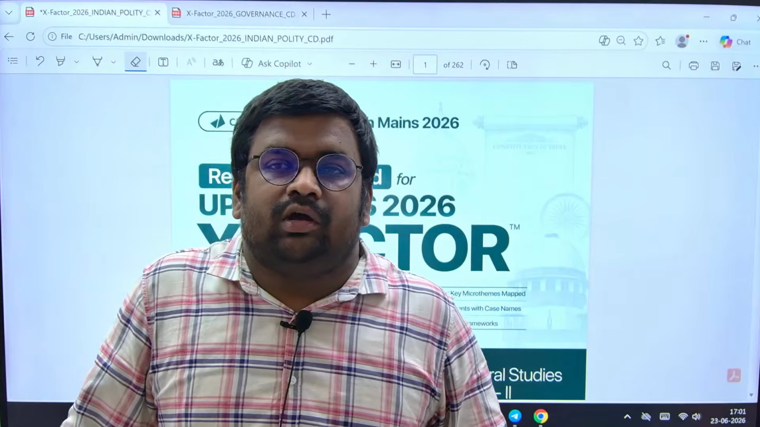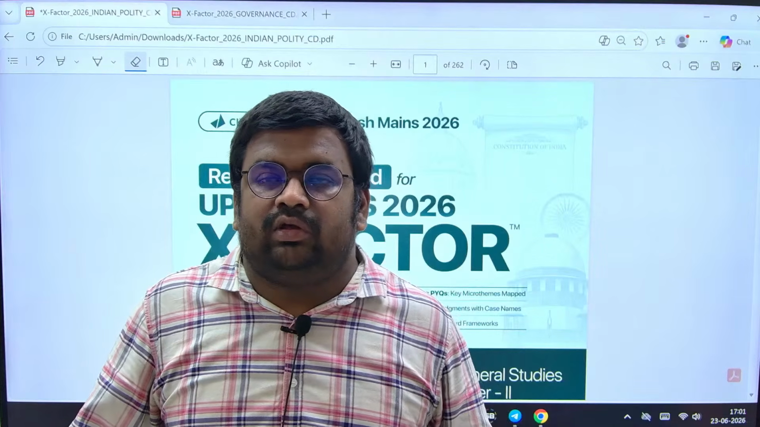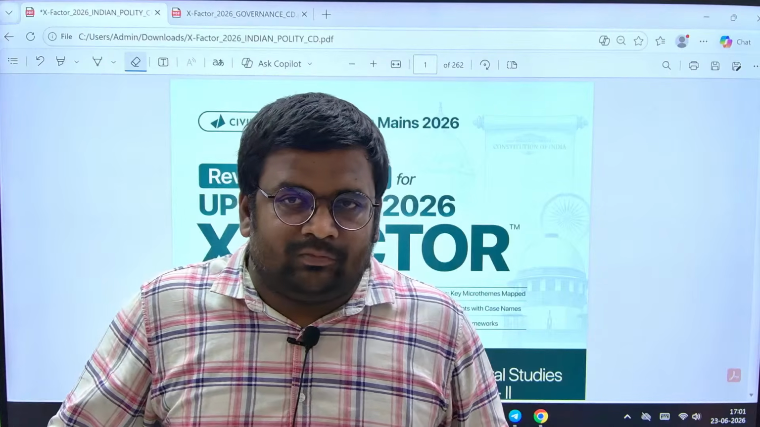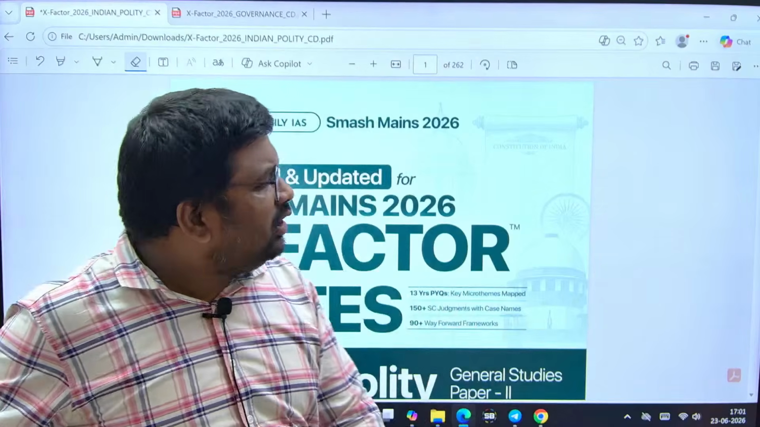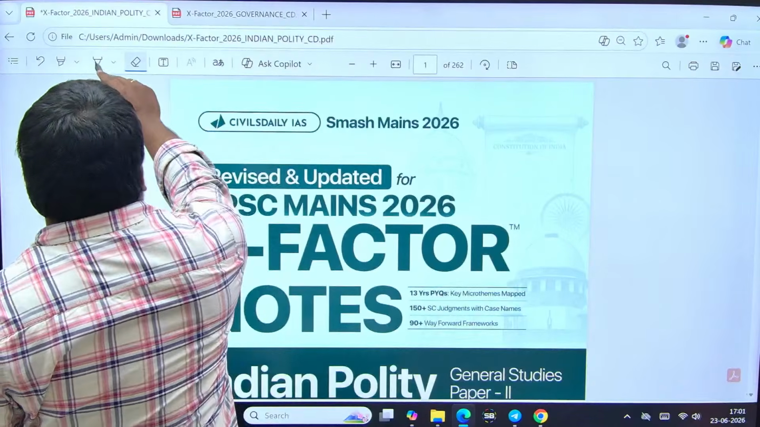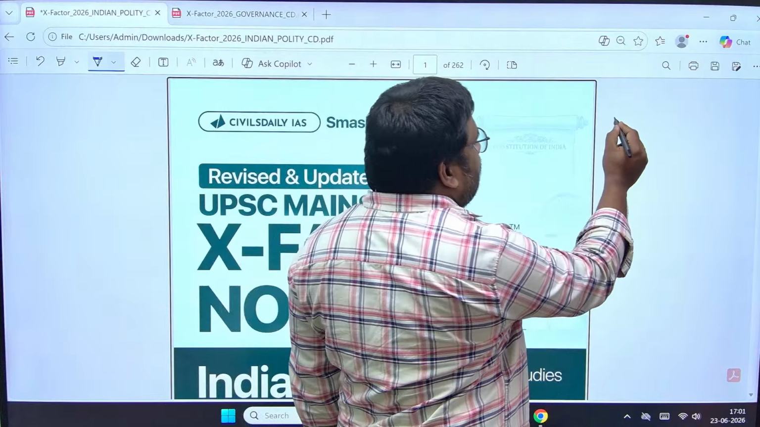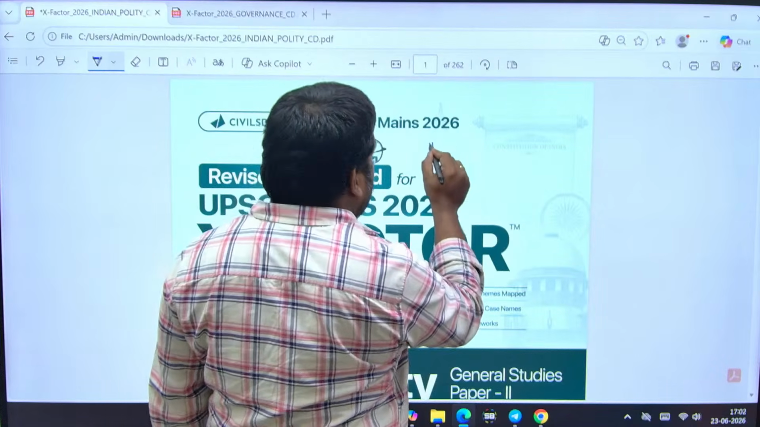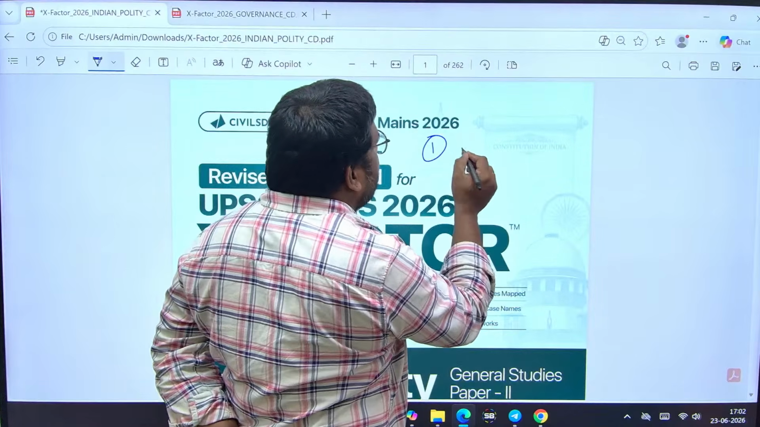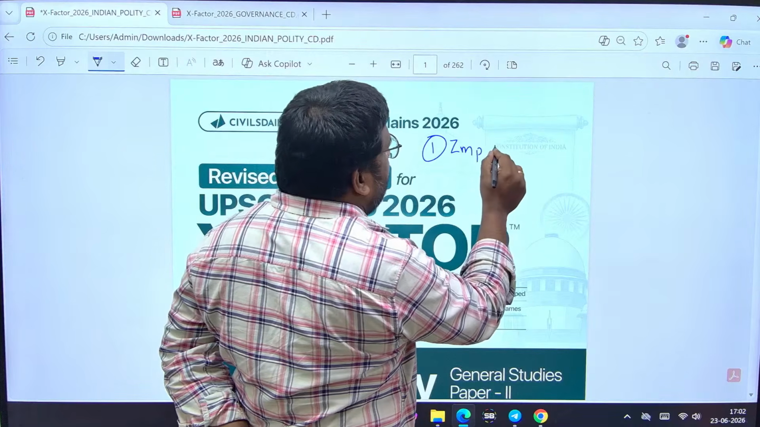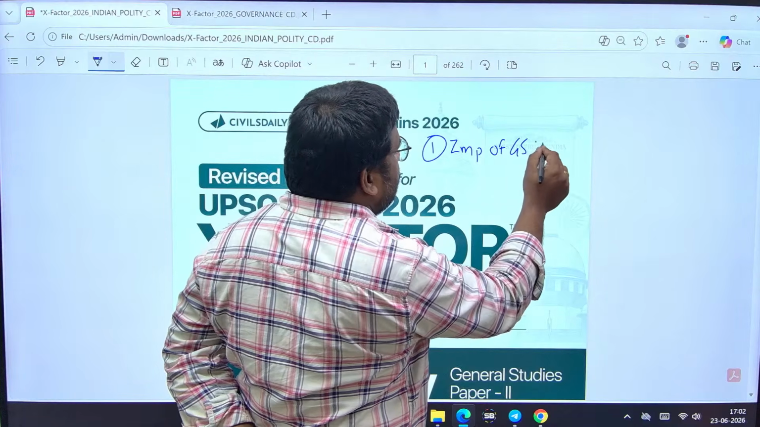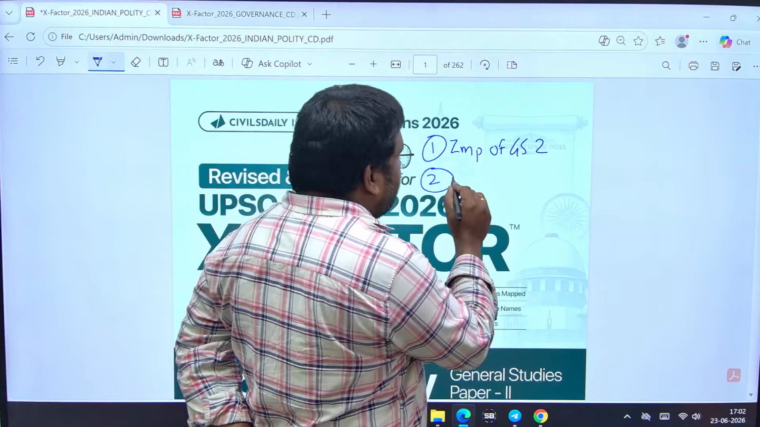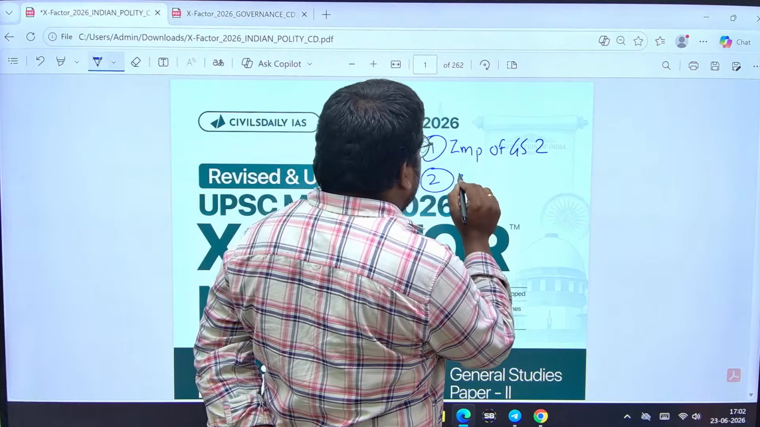So today we will be discussing the X factor notes of polity and governance, which forms the core of your GS paper 2. Now in today's session I will be discussing a few things. The first one being the importance of GS2 in your UPSC Mains.